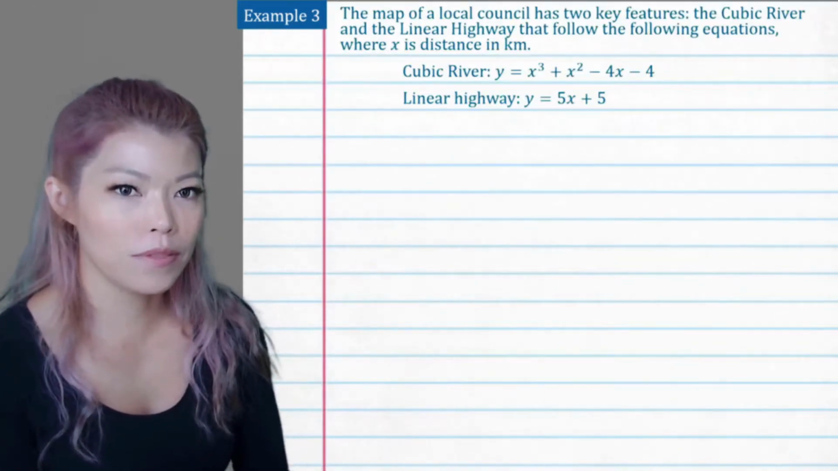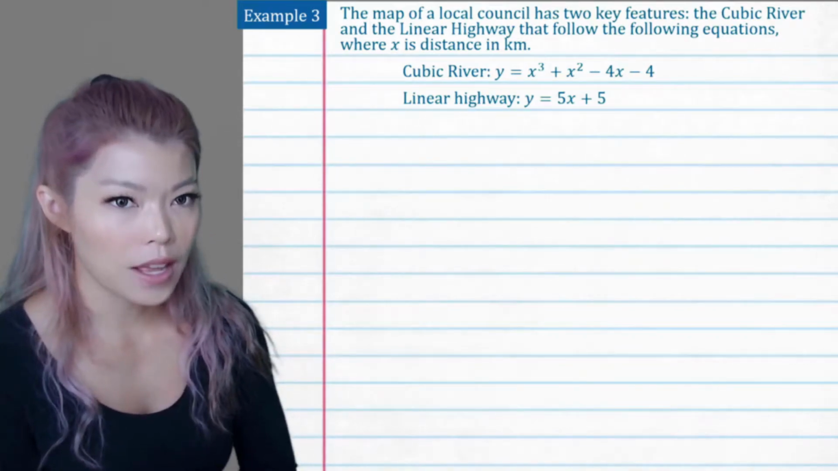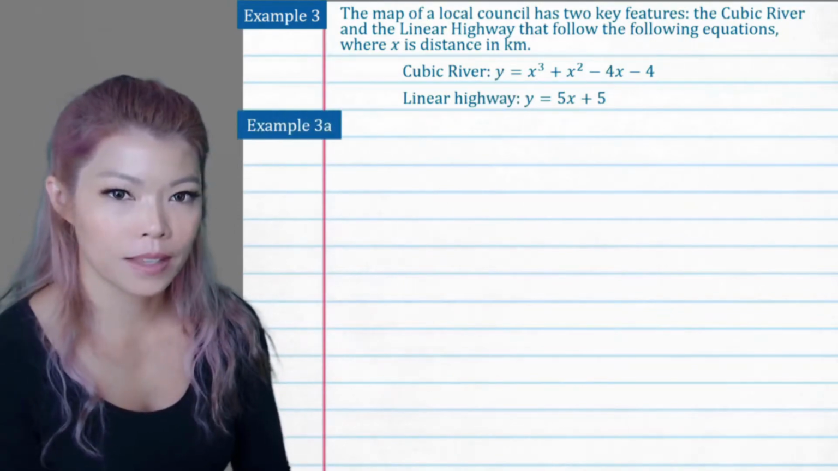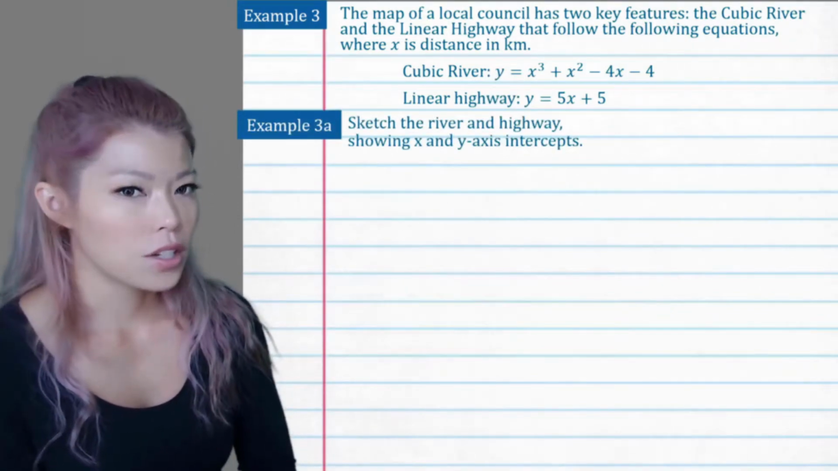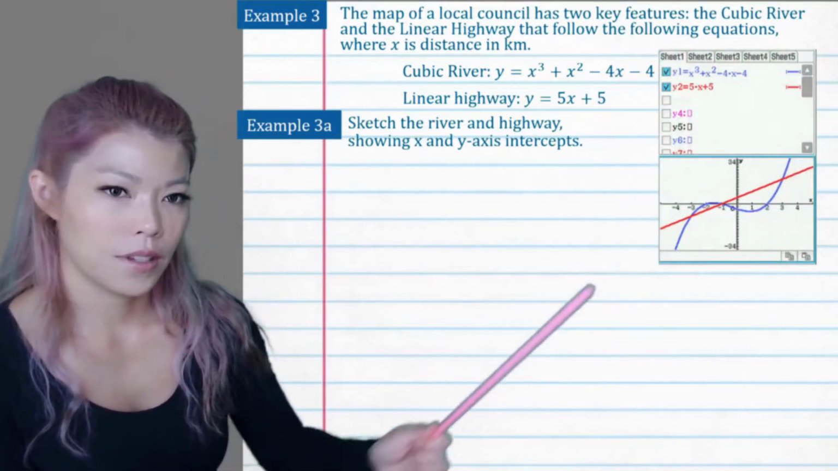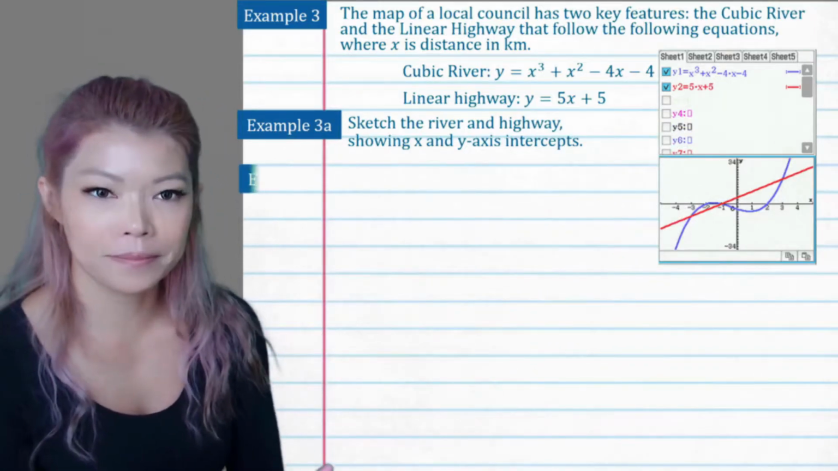Example 3. The map of a local council has two key features, the cubic river and the linear highway. They follow the following equations where X is the distance in kilometers. So 3A, sketch the river and highway showing X and Y axis intercepts. So we could sketch it using, again, the graph function. So just plug it in and sketch it.